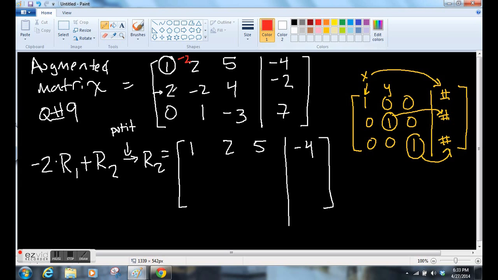So when you take negative 2 times row 1, this becomes negative 2, negative 4, negative 10, and positive 8, because negative 2 times negative 4 is 8. Oh, these signs will mess you up. So we add them together. Negative 2 plus 2 is 0. Negative 4 plus negative 2 is negative 6. Negative 10 plus 4, negative 6. 8 plus negative 2, positive 6. And then I'm just going to leave the third row the same.